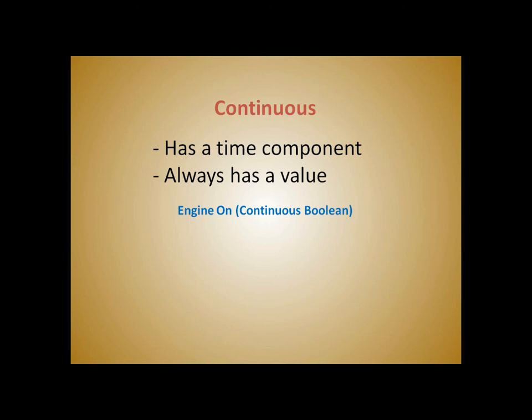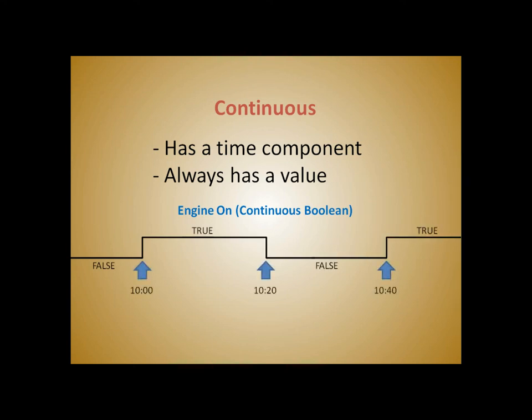It has a time component. At one point it's on, at another point it's not on, and it always has a value. So it's always either on or not. It could be displayed like this. Here we see that up until about 10 o'clock the engine was off. Engine on equals false. At 10 I turned the engine on, and engine on became true.